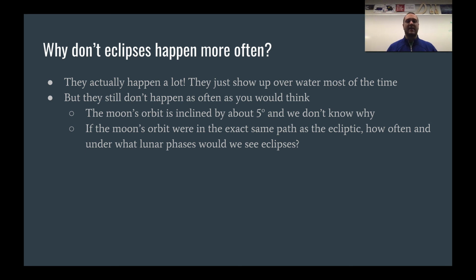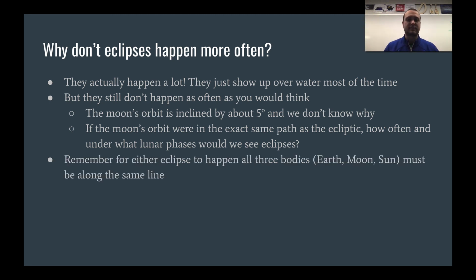Every single time, in that 29 and a half days, we would get a lunar eclipse and we would get a solar eclipse, right? Because all of them would have to be on the same line. And if they're not on the same line, we're not going to get either a total eclipse or we're not going to get an eclipse at all.